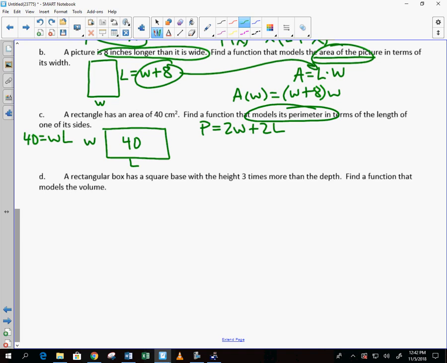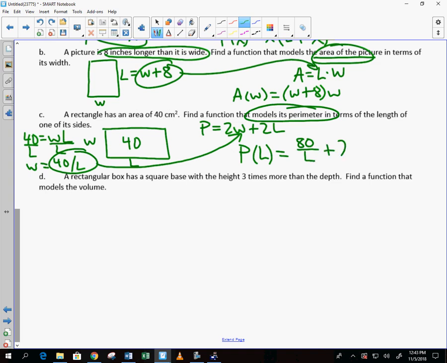Forty is W times L. I'm going to solve for one of these. I'm going to divide both sides by L. I get W is 40 over L. Now I could take that and plug it in for W. What's the new variable that I have? Is the new variable L or W? L. So the perimeter in terms of L is 2 times 40 over L, which is 80 over L, plus 2L.